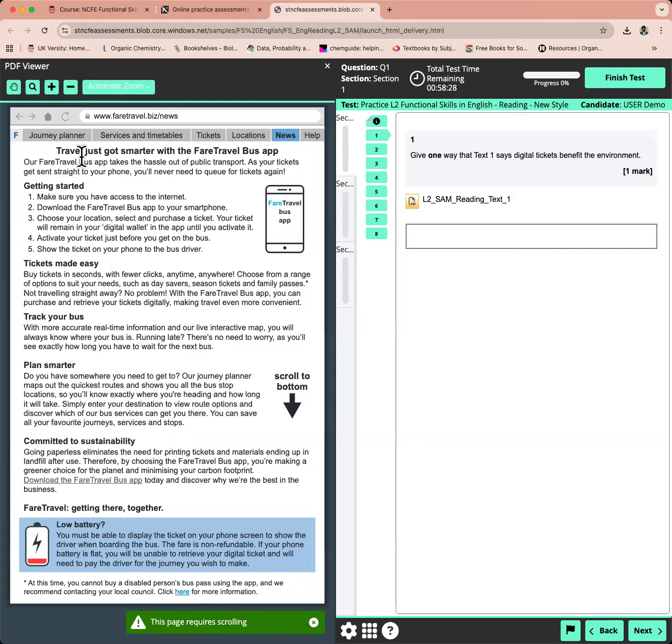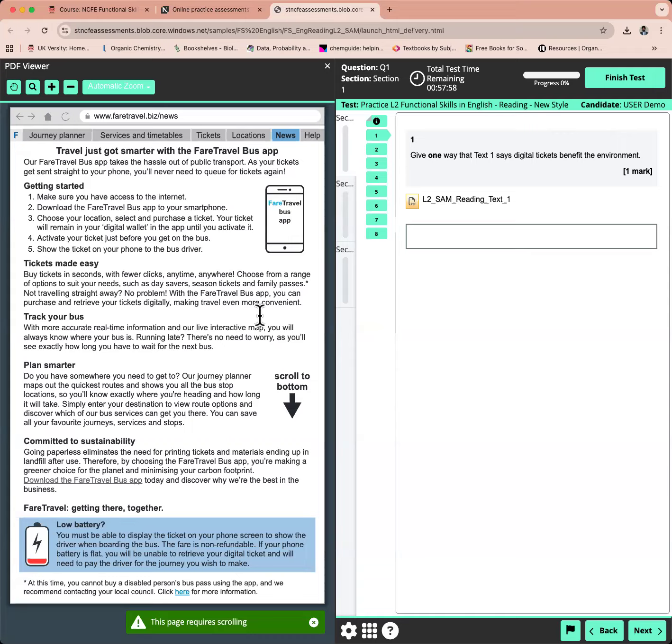So here it says travel just got smarter with Fair Travel Bus app. So this is a web page, essentially, which is informing its readers about the new bus app which has been created, which is an app on the mobile phone. And they start off by saying, you could book hassle-free tickets for public transport and get these tickets pretty much straight through your phone. Now, getting started, so it is giving you some instructions.